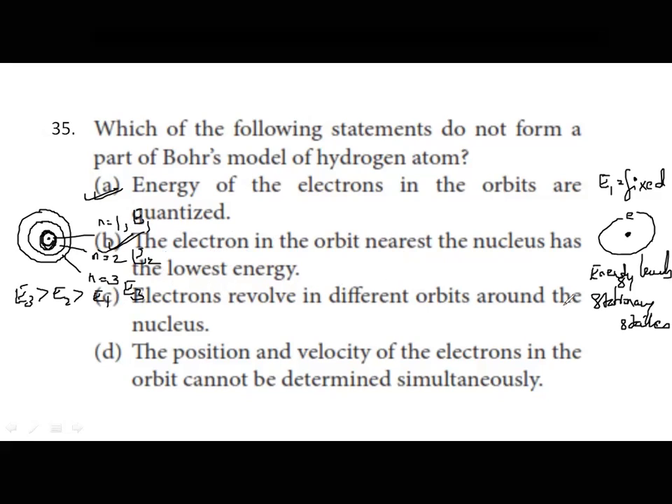Electrons revolve in different orbits around the nucleus. Yes, that was Bohr's corrected statement from Rutherford's model. Rutherford did not say whether the electrons have different orbits or the same orbit. He just said they are revolving in orbits. But Bohr said that they revolve in different orbits around the nucleus. The position and velocity of electrons in the orbit cannot be determined simultaneously. No, Bohr said you can determine the exact position and velocity. This was Heisenberg's uncertainty principle, right? It is not a postulate of Bohr.